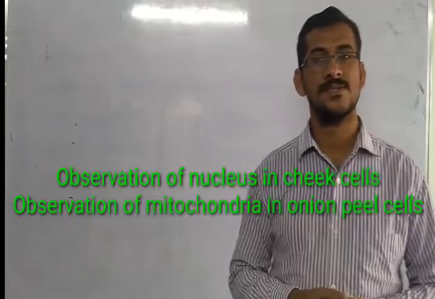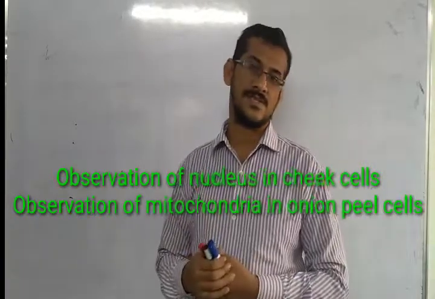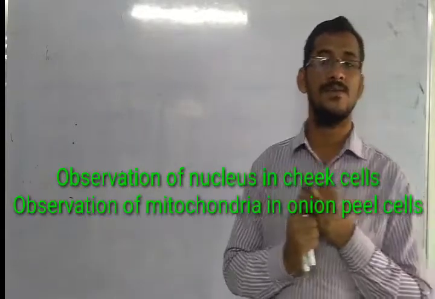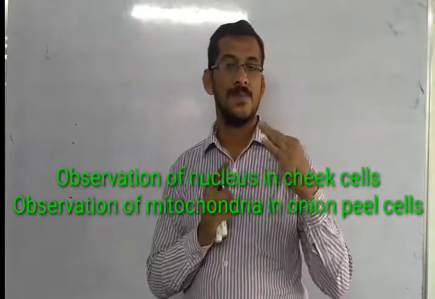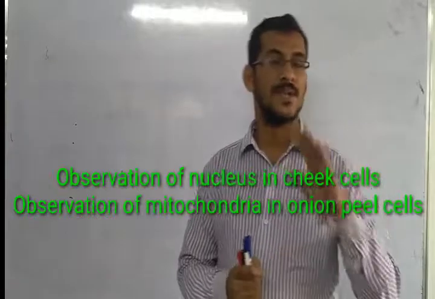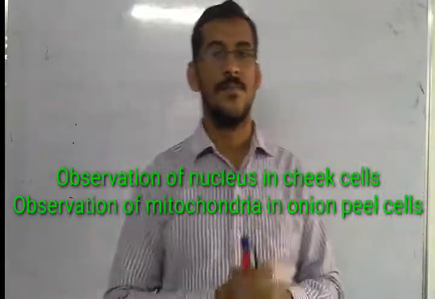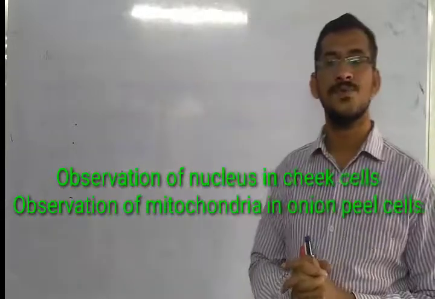Okay now? Next, so these are the 3 four-mark answers from this unit. One is plant cell, animal cell, prokaryotic and eukaryotic differences, and observation of nucleus and mitochondria. These are the activities. So these 3 answers are important, 4 marks. Next, 2 marks answers.